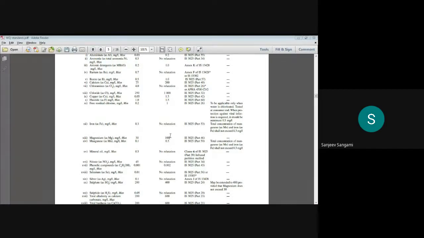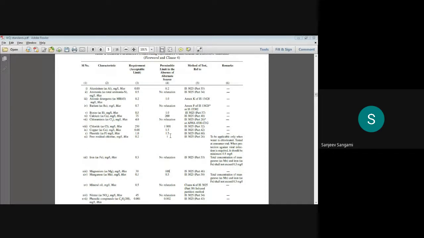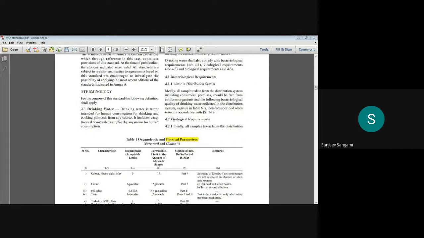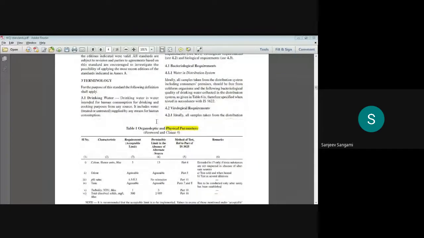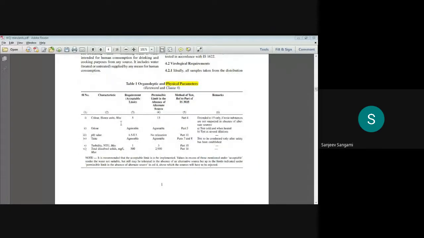Okay. In the previous class, we were discussing some of the physical parameters, chemical parameters, and biological parameters. In that, we discussed some of the physical parameters, that is color, odor, turbidity, and some of the solids. Okay, and the pH. So they all come under the physical characteristics, which they have listed in this IS code.